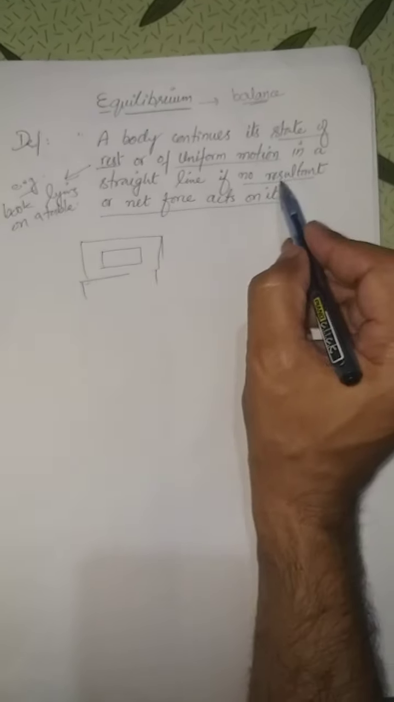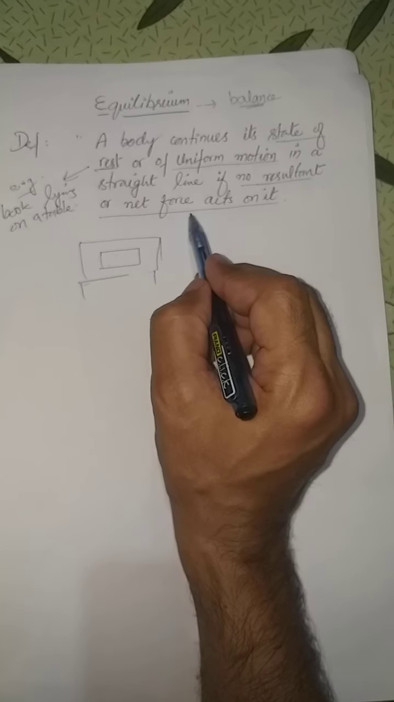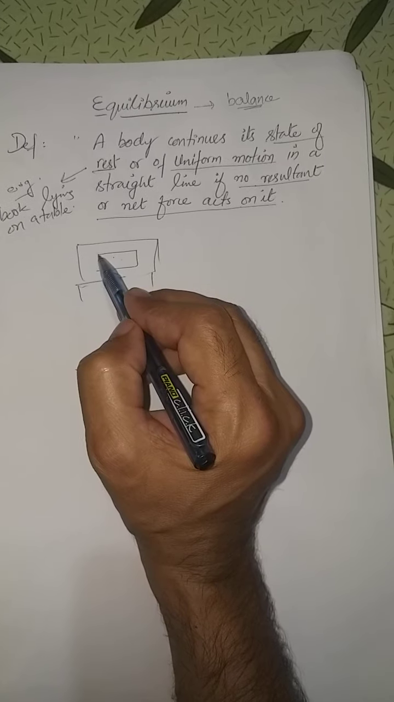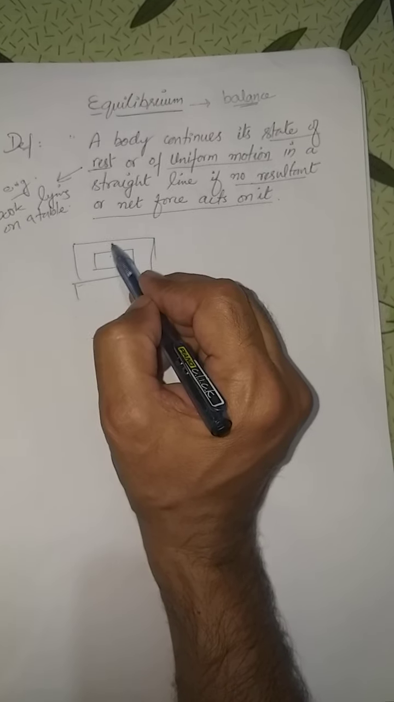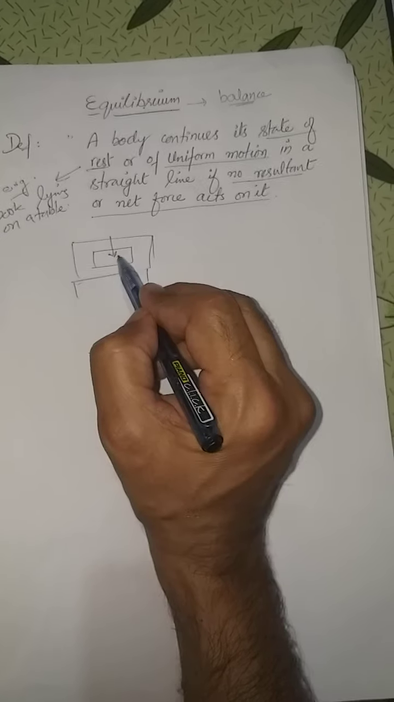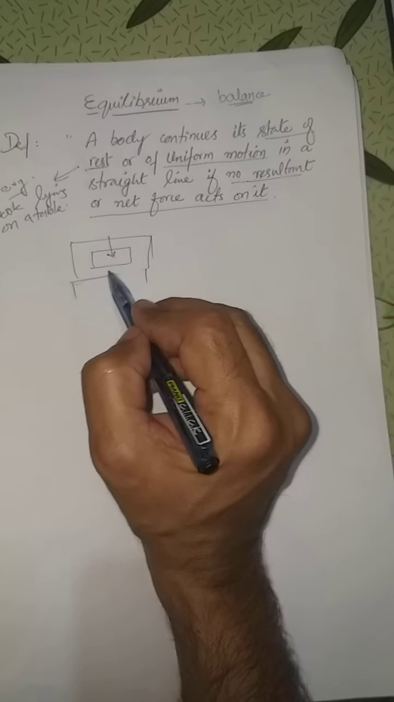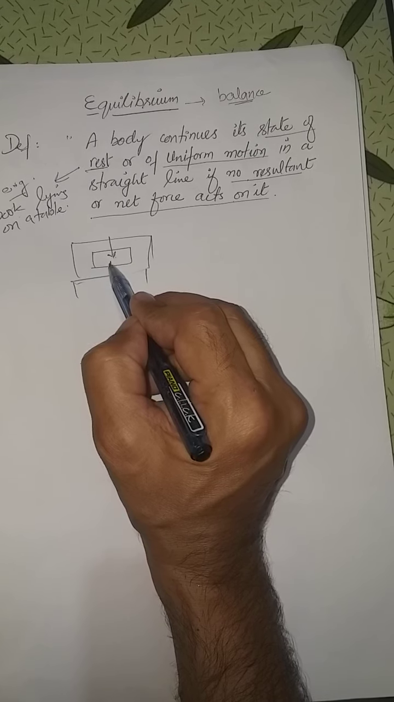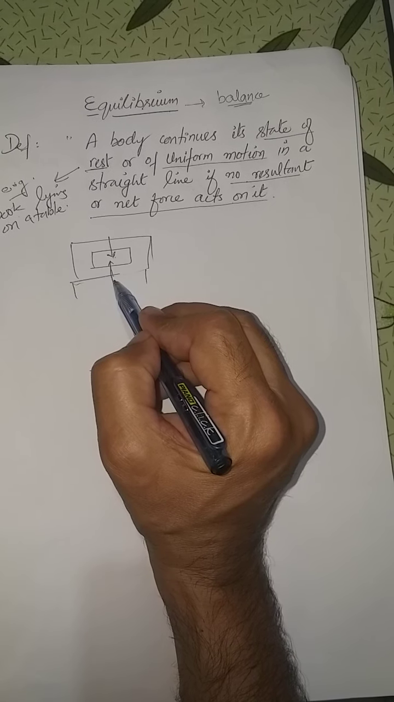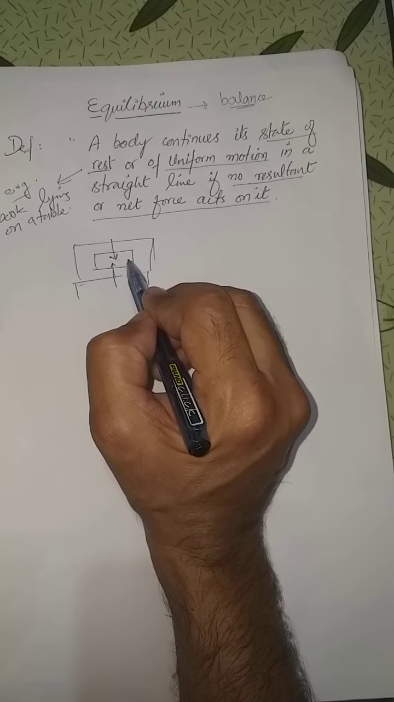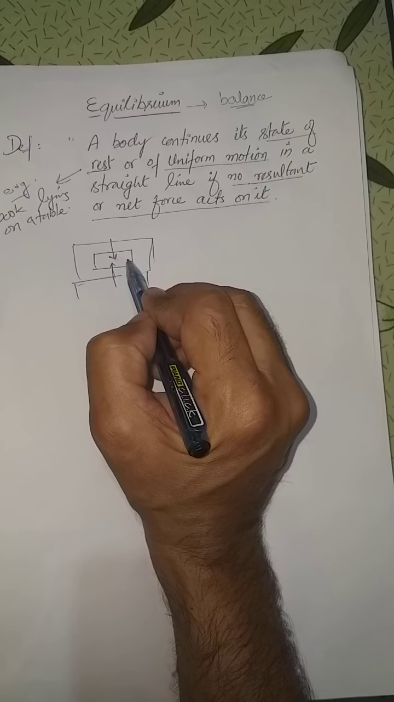In this case, no resultant or net force is acting on it. Basically the forces are acting on it, but they are cancelling each other's effect. Like the weight of the book is a force which is acting downward, and the reaction of the table which is directed upward, they are cancelling each other. That's why the book is at the state of rest, right?